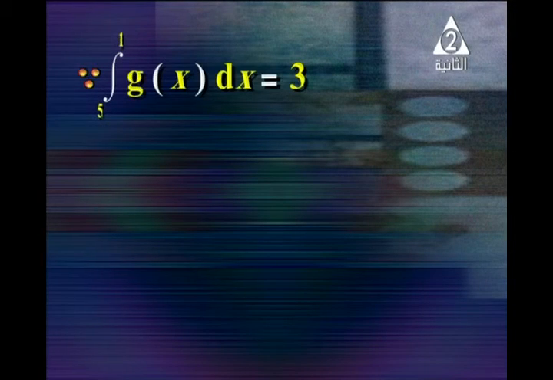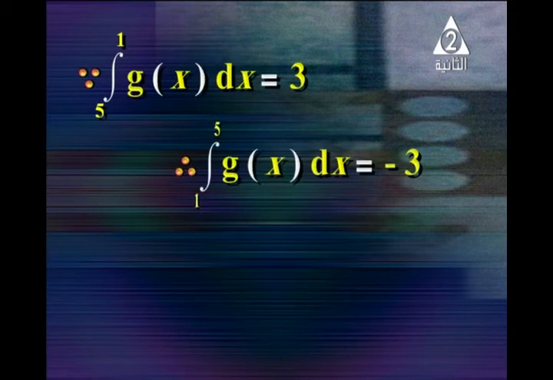Solution. The integration of g of x dx from 5 to 1 equals 3. Then the integration of g of x dx from 1 to 5 equals negative 3, by using the rule of definite integration: the integration from a to b equals the negative of the integration from b to a. Then the integration from 5 to 1 equals negative the integration from 1 to 5.